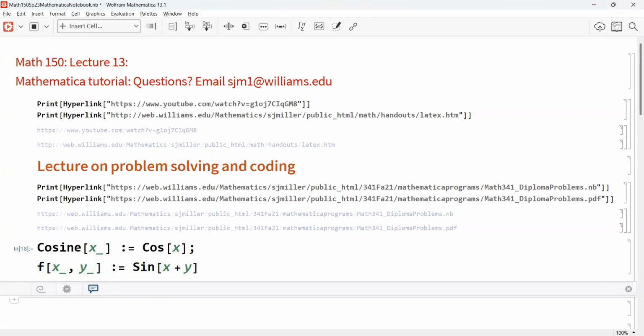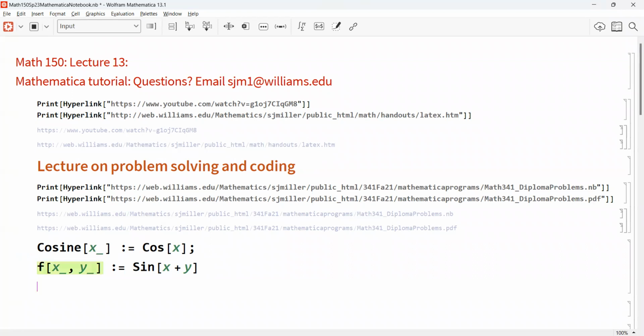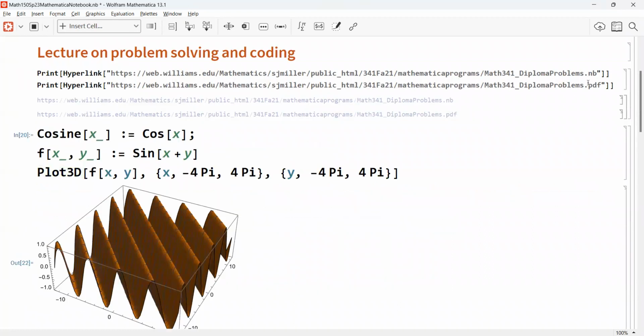You might remember this function from before, right? That was one of the functions we did a contour plot of. Well, if I want to plot this, I can now do Plot3D because it's going to be a three-dimensional plot, f of x comma y, and x goes from minus 4 pi to 4 pi. And then y is going to go from minus 4 pi to 4 pi. And so here's what the function looks like.